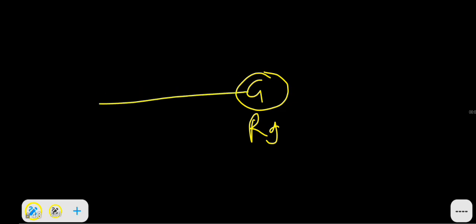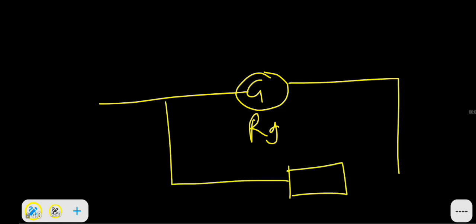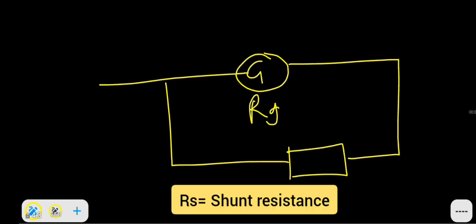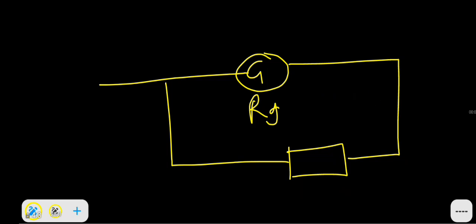Now to convert it to an ammeter, you need to plug or connect a low resistance to it in parallel like this. This is what it looks like. This resistance that you are plugging in parallel is called a shunt, S-H-U-N-T. So the symbol is Rs. You have two things here: Rg, which is the galvanometer resistance, and Rs, which is the shunt resistance. So in the question, when it says shunt resistance, this is what they are talking about here.